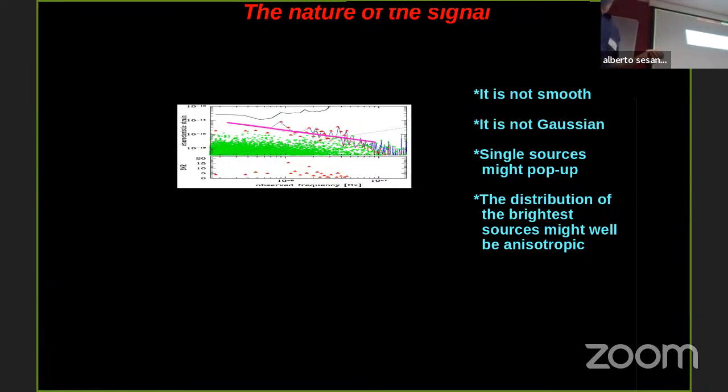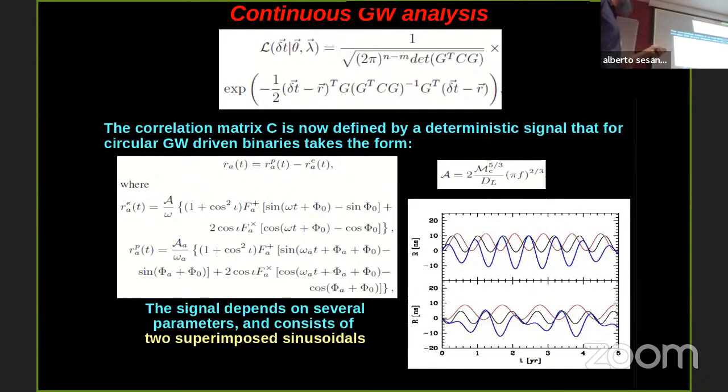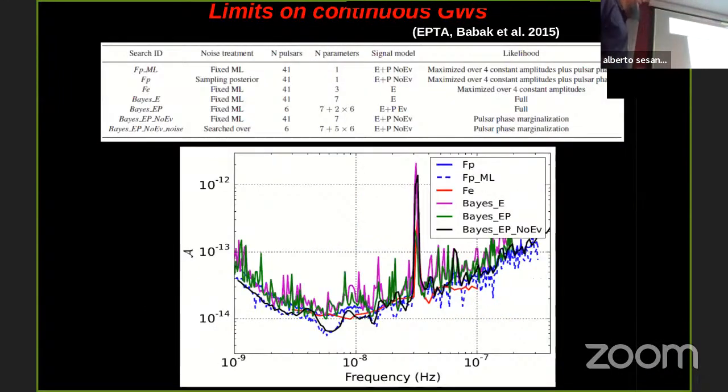It's not just a perfect power law, right? There can be spikes popping up because you might have a massive black hole binary that is particularly massive or particularly nearby, and this might show up as an individual source. So this is just to say that we also have a Bayesian way to search for those.